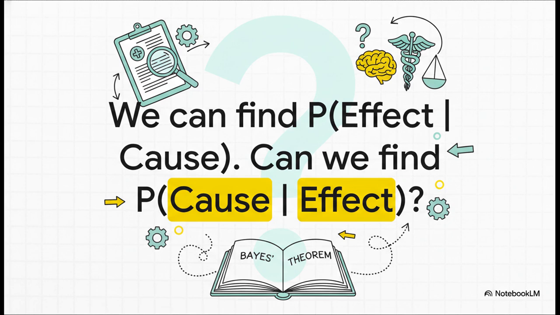So we figured out how to calculate the chance of a symptom given a disease. But what a doctor really wants to know is the other way around, right? What's the chance the patient has the disease given that they're showing the symptom? Can we flip this thing around? The answer is a resounding yes. And it leads us to one of the most powerful theorems in all of science. But that is a story for another time.